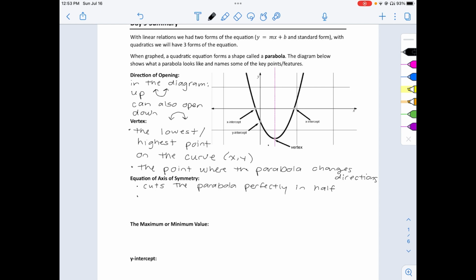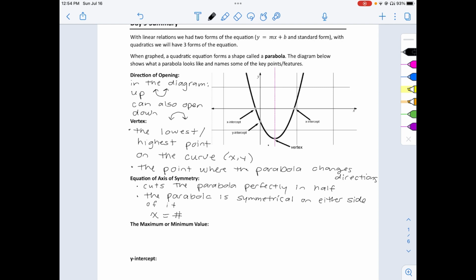The parabola is symmetrical on both sides of that line. And if we were to write an equation for it, because it's a vertical line, it would look something like x equals and then just a number.